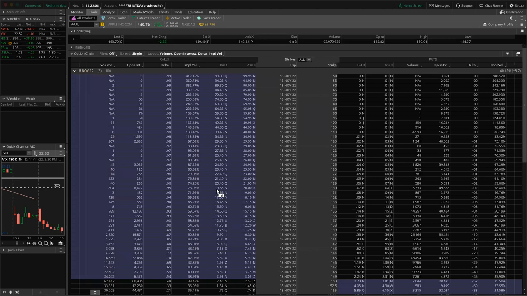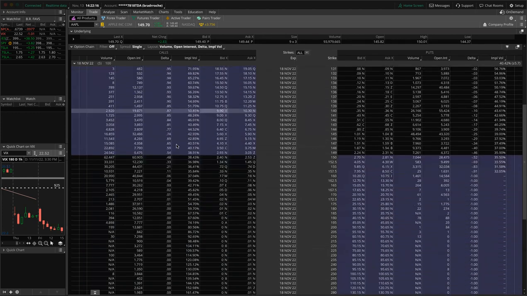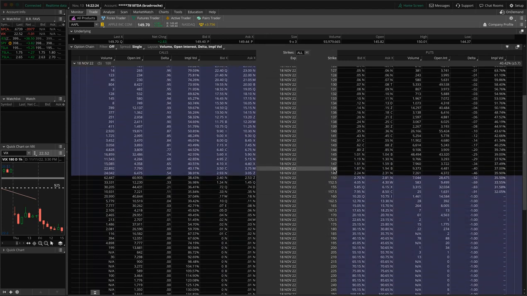So if we go here and we click and we're looking at different options contracts, we have the calls on this side, puts on this side. These are the strike prices, and this is the expiration date. And so the strike price is basically where you're going to be. So what you're buying when you're buying an option contract, basically you're buying the rights to shares. This strike price decides what share price you're buying them at.